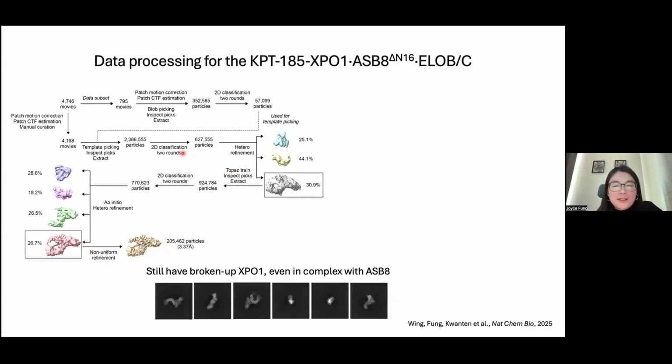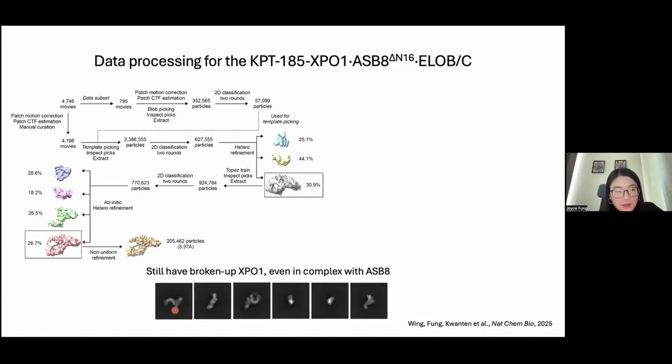And this is the data processing that Casey did for the 185 conjugated Expo1 with the ASB8 with the N16 truncated, with Elongin B/C. So she did blob picking, and then she used the templates that she got from a subset for template picking, and again, 2D classification and heterogeneous refinement. And as you see here, we still have very small looking particles. That's why the screening looked very small.